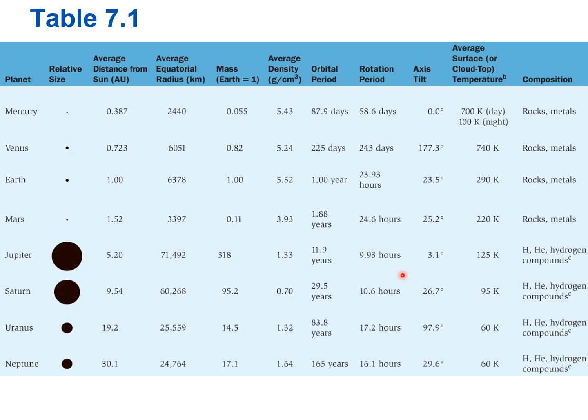The tilt of its axis, you've learned earlier in this class that Earth is tilted 23.5 degrees from the plane of its orbit.